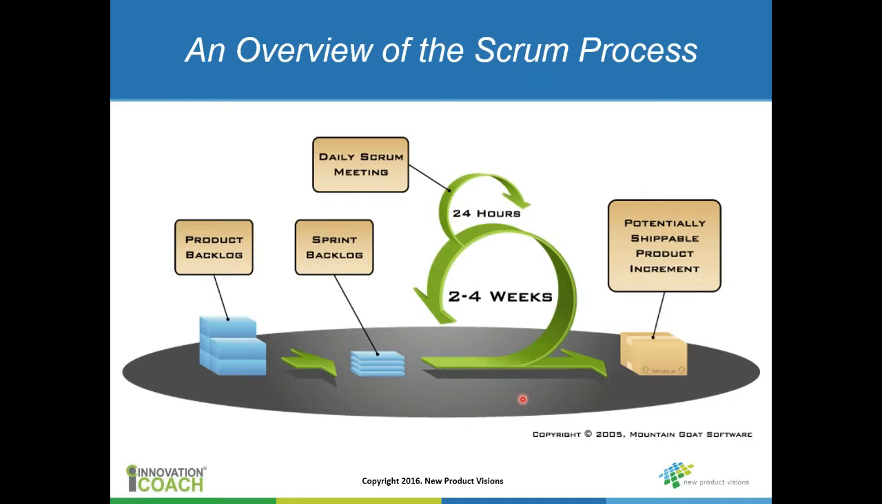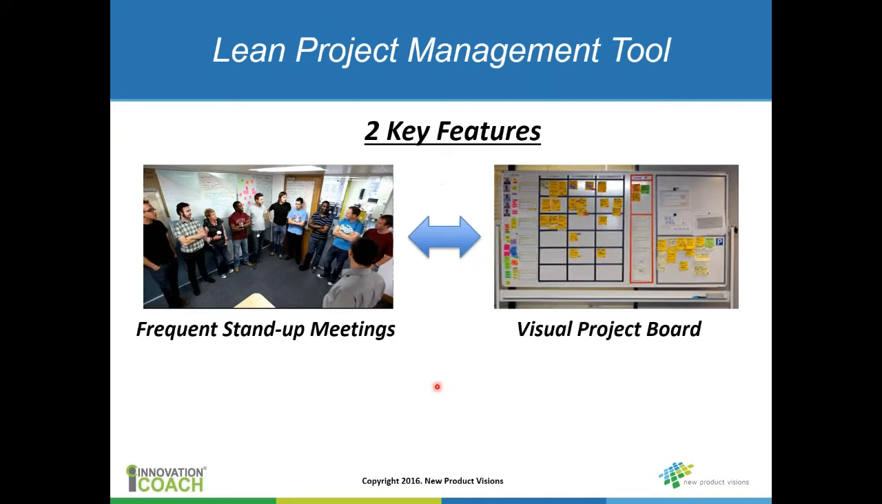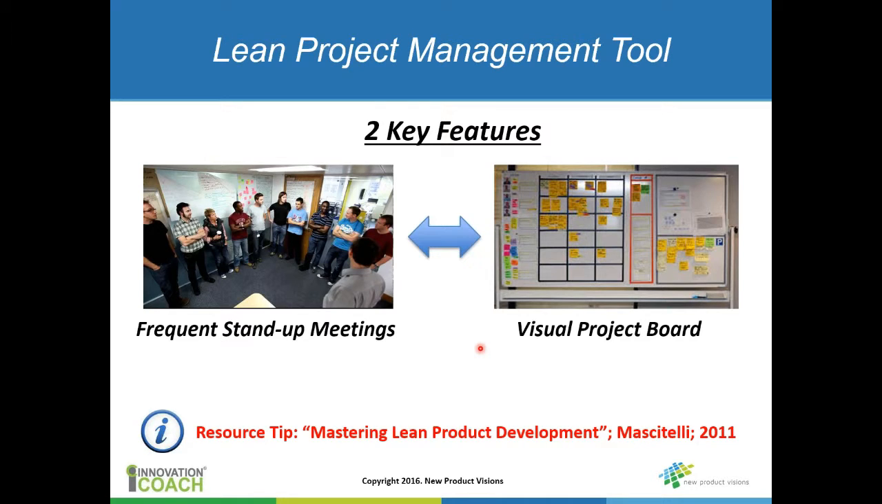It's called the agile process or the Scrum process, but it's really fundamentally at its core based on iterate and learn. Now, some of these features of Scrum in particular are incorporated in this concept of this lean project management tool that I want to spend the rest of our time with. There are two key features of this tool. One is the concept of frequent stand-up meetings in combination with what's called a visual project board, something that's located out in the team area. So these are the two key features of this, and we're going to go into some detail about these two features and how it's used.